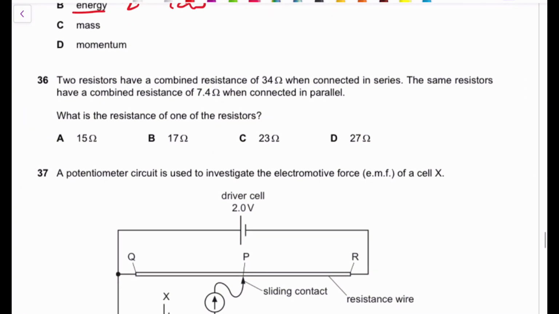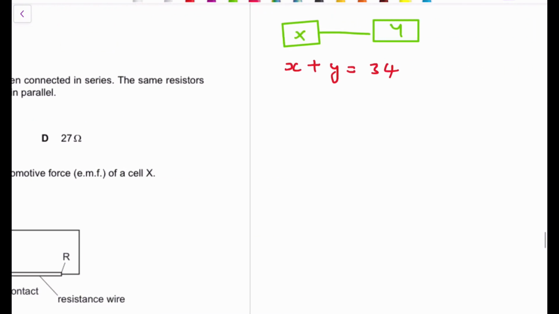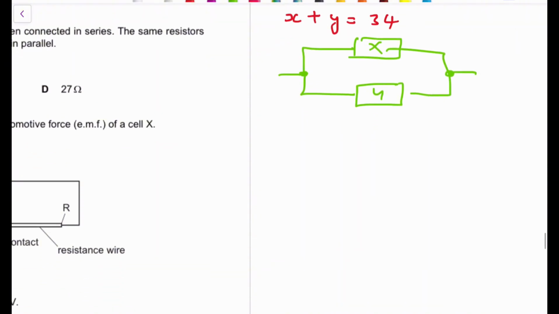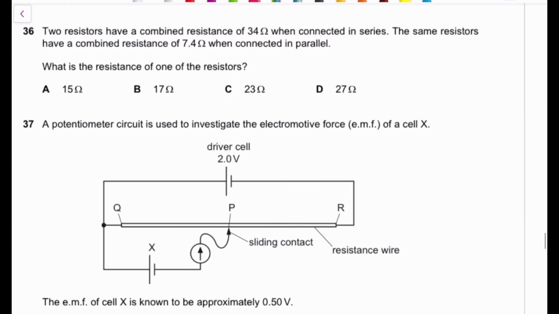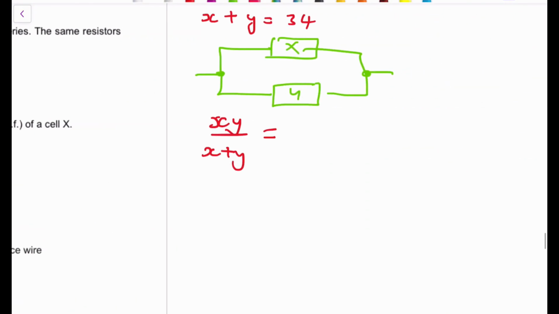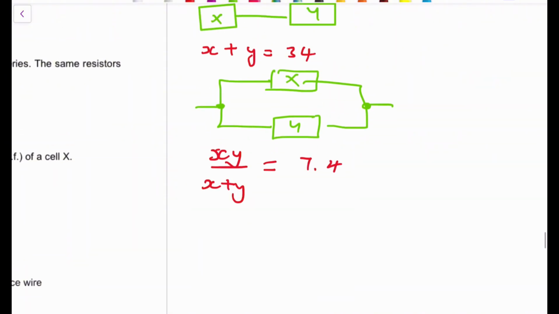But then, when they're connected in parallel, it's basically going to be like that. This is X and this is Y. When they're connected like this, the total is, remember, product over sum. Basically, whenever we have two things, it's product over sum. XY over X plus Y is going to be equivalent to 7.4. So this is your first equation, and this is your second equation.